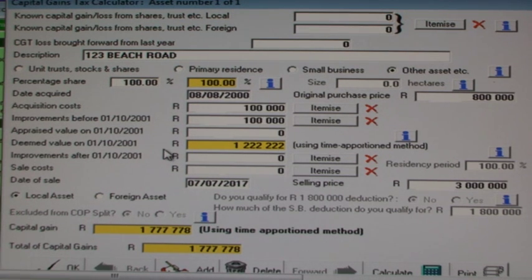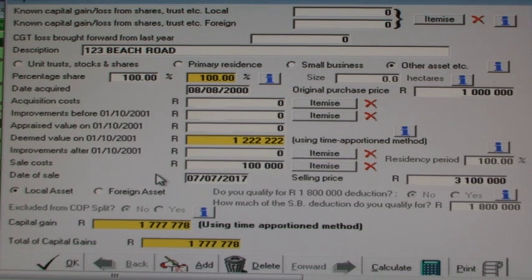1,777,778 rand. Now SARS has fine-tuned these rules a bit over the years, and factoring in expenses and costs has become a lot simpler. For example, the acquisition costs and improvements made before the valuation date are now treated as if they were incurred on the date of purchase. If we say that the acquisition costs and improvements before the valuation date are 100,000 rand each, and we reduce the purchase price by 200,000 rand, then we can see our answer is the same. The calculator has added the 200k expenses to the new purchase price of 800,000 rand to make 1 million rand, so the gain answer is the same.